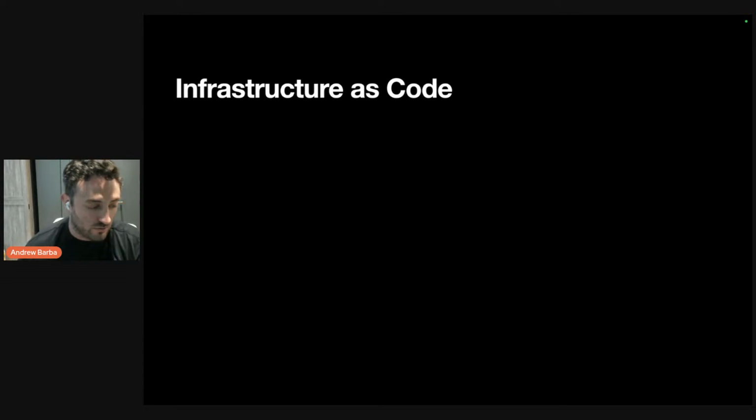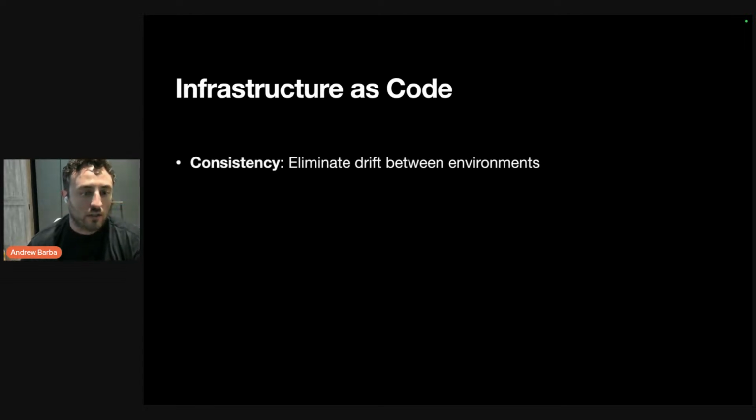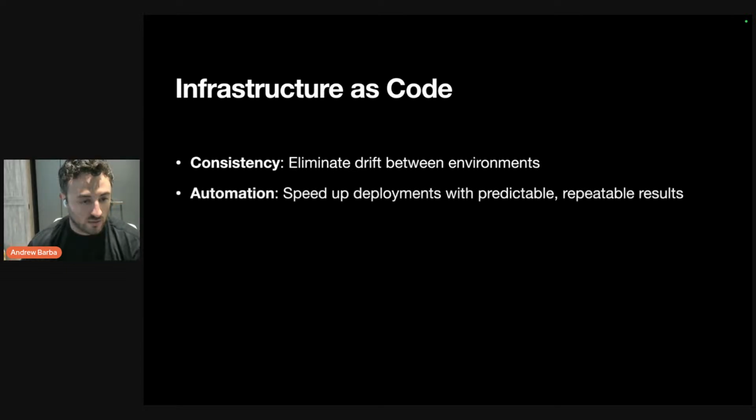Okay, so infrastructure as code. You could go log into AWS and click a bunch of buttons and try and upload your binaries and create the correct configuration for your servers. But what we really want to do is write code that defines our infrastructure. And this gives us a ton of consistency. Now that we have code defining our infrastructure, we can eliminate drift between environments, right? We now have a repeatable way to deploy to different environments. It speeds up deployments. It's predictable.